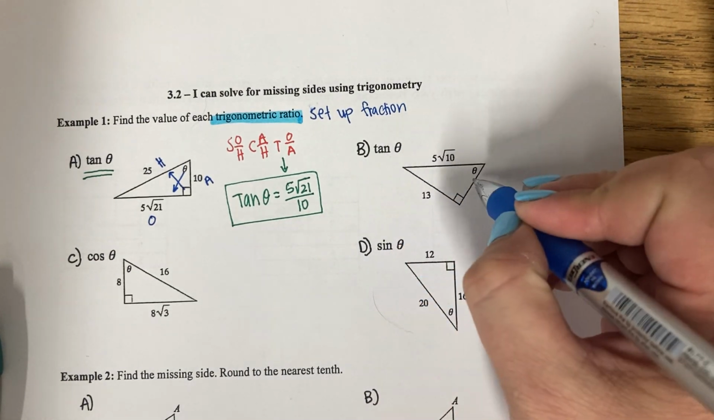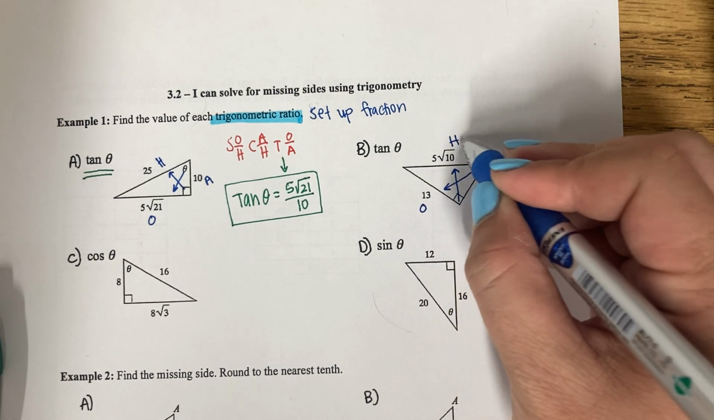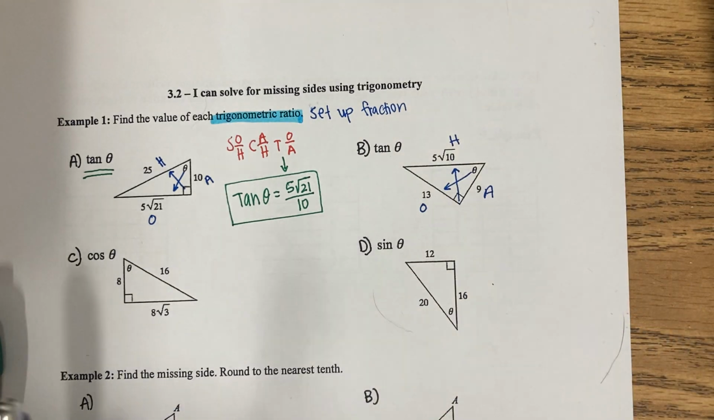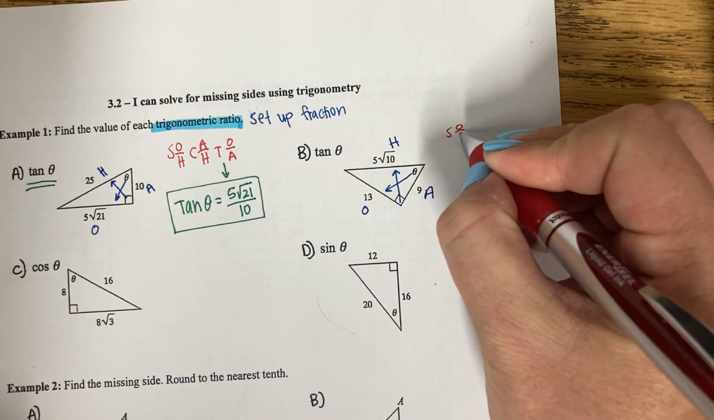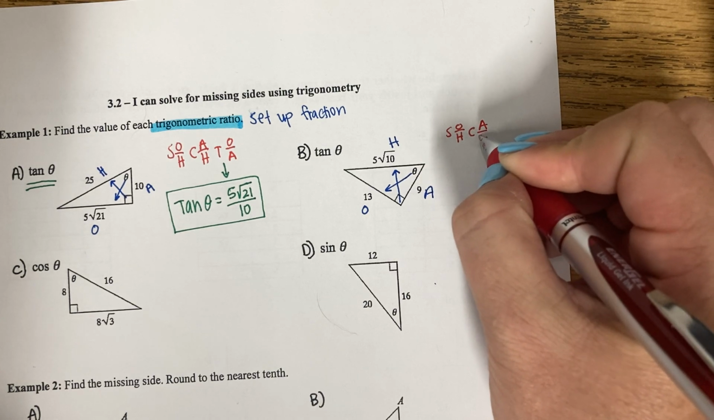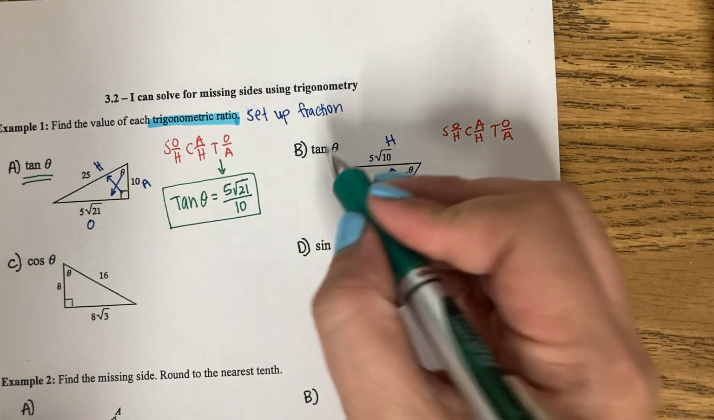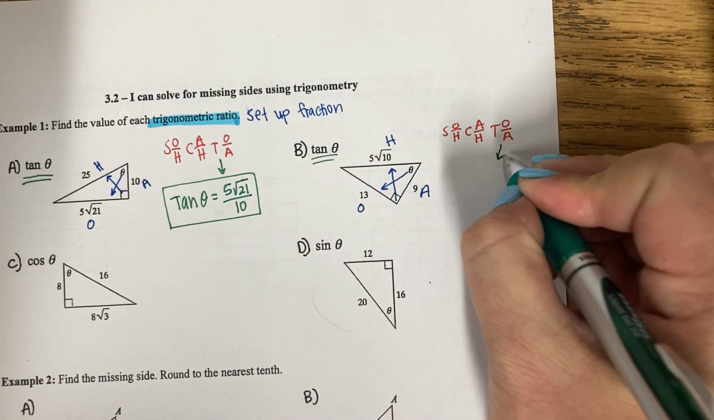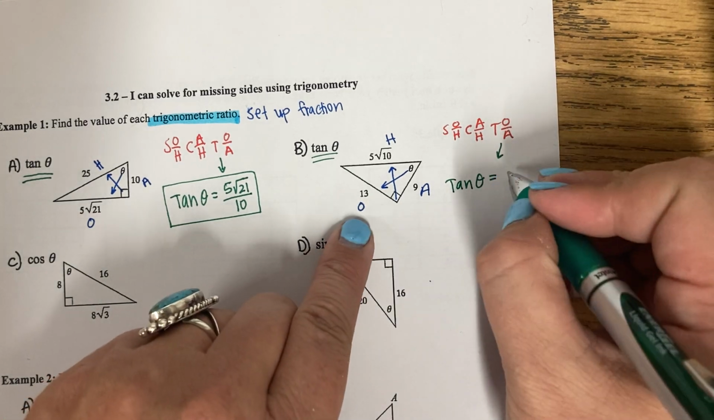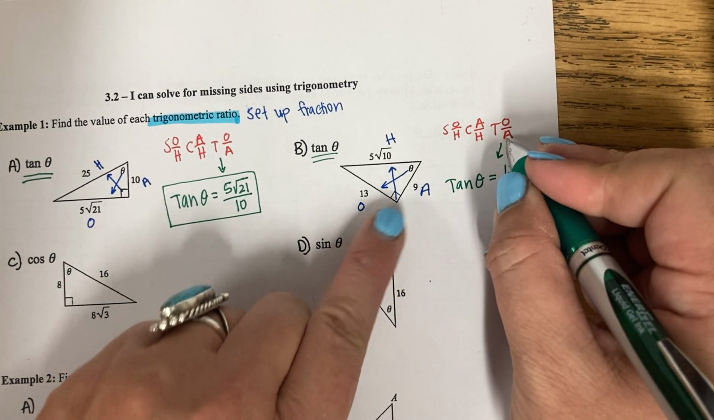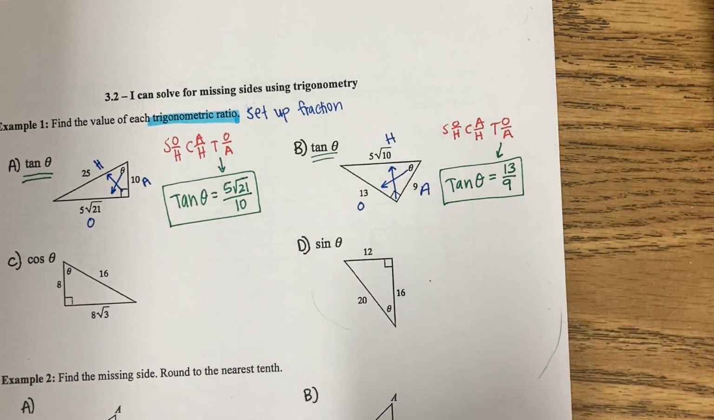For question B, we label the opposite side O, hypotenuse, adjacent. And we're looking at our trig function, SOH CAH TOA. They want tangent. Tangent of our theta is equal to the opposite side over the adjacent side, and we leave it as a fraction.